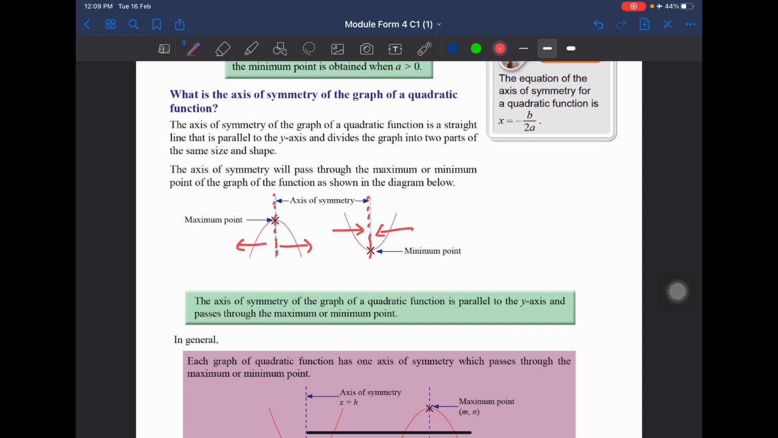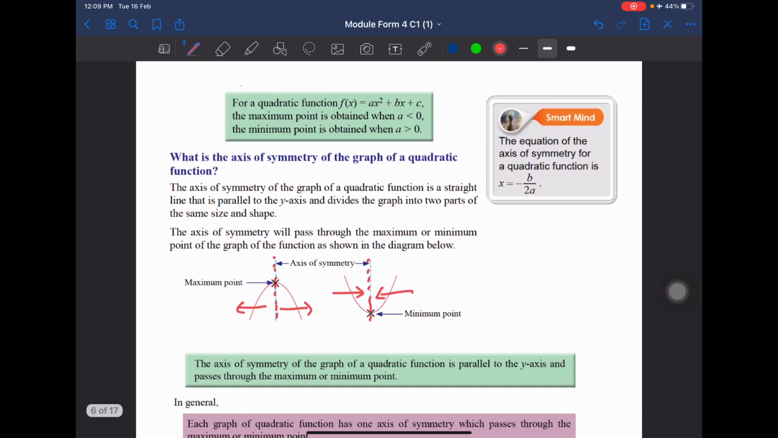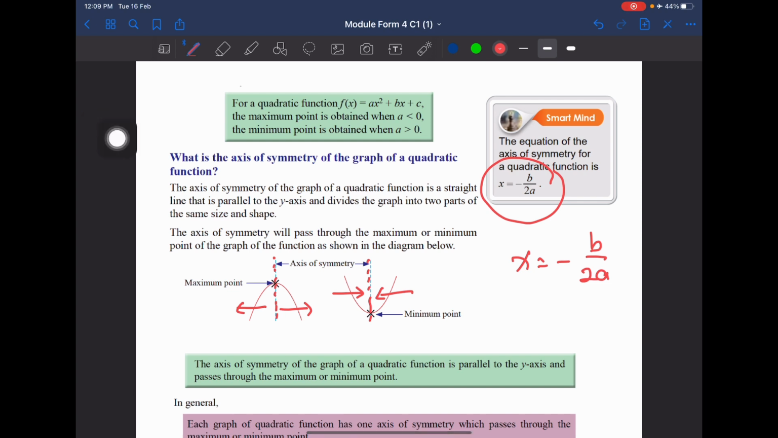axis of symmetry. Kalau kita ada satu function, given a function macam ni, okay, kita boleh directly kira kita punya axis of symmetry menggunakan rumus x equals to negative b over 2a. Ingat, rumus ini hanya boleh guna kalau kita ada dia bagi function macam ni.